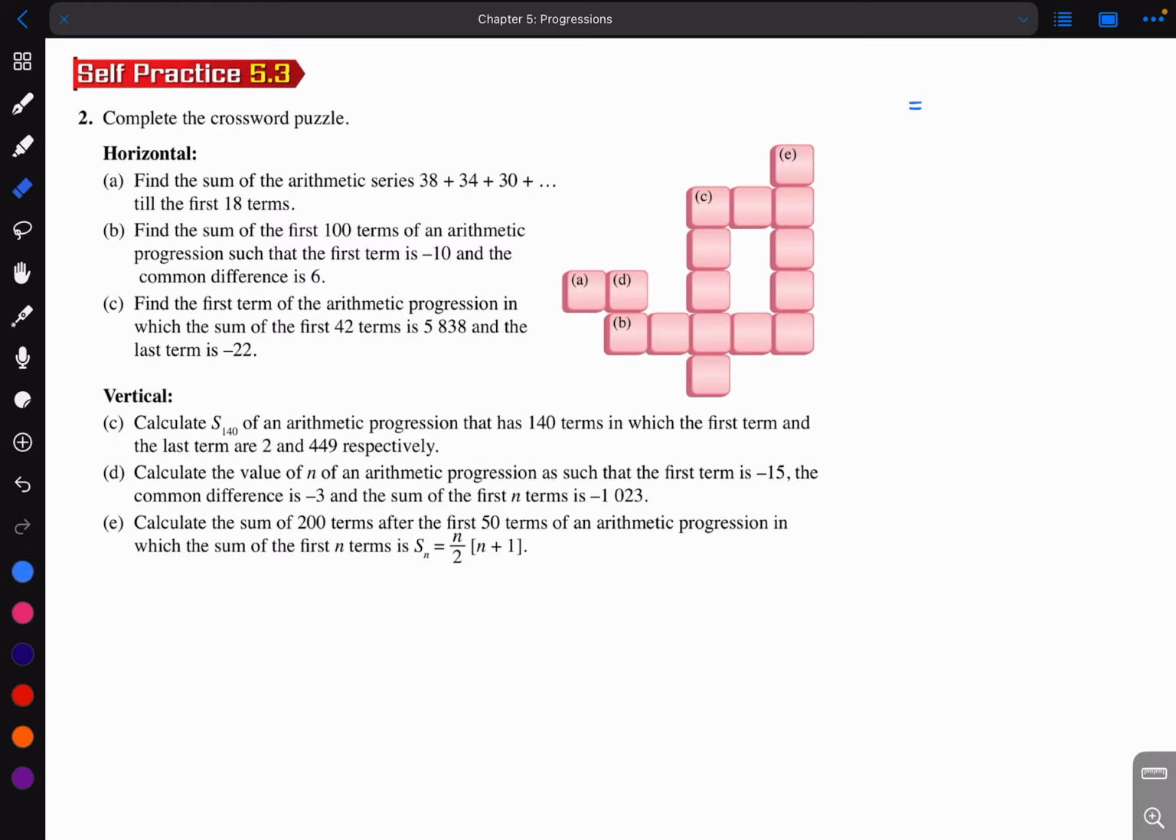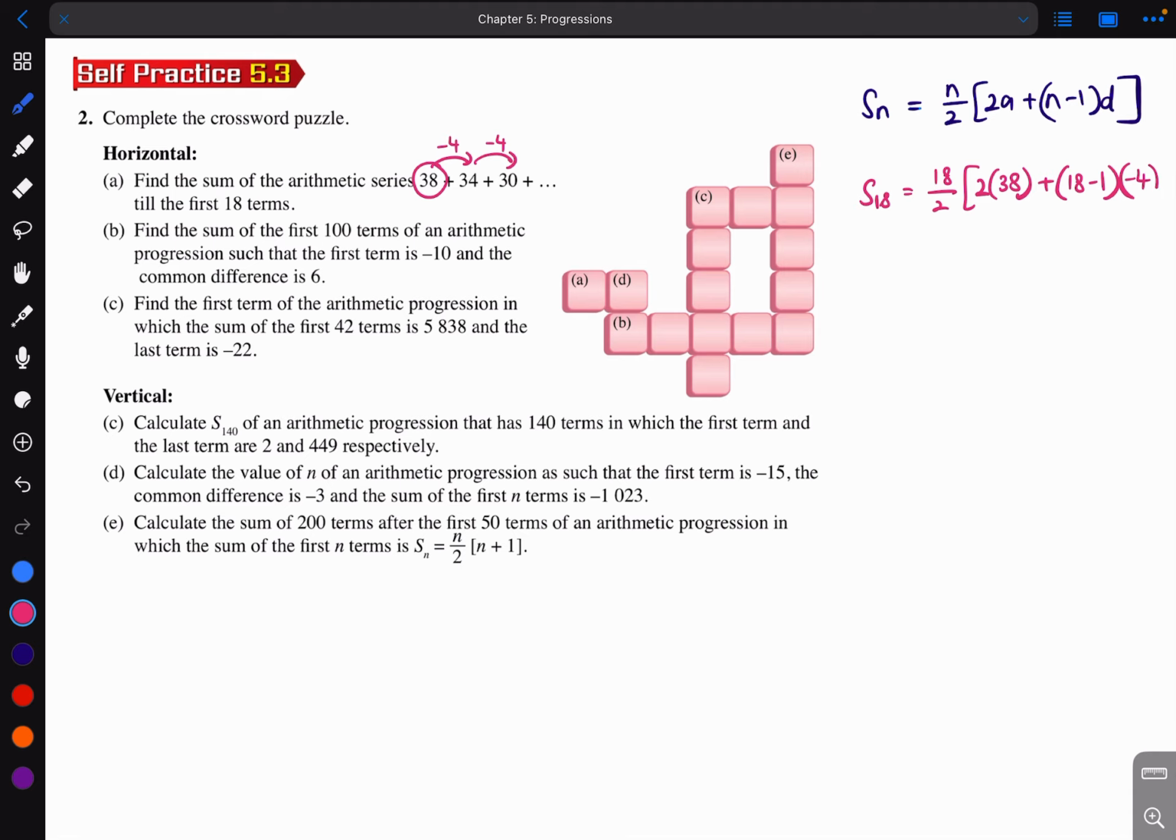Okay, so the formula for arithmetic progression, Sn will equal n over 2 times (2a plus (n minus 1)d). So S18 will be 18 over 2. a is the first term. n is 18 minus 1. d will be the difference. So looks like this is minus 4. So we put minus 4 here.